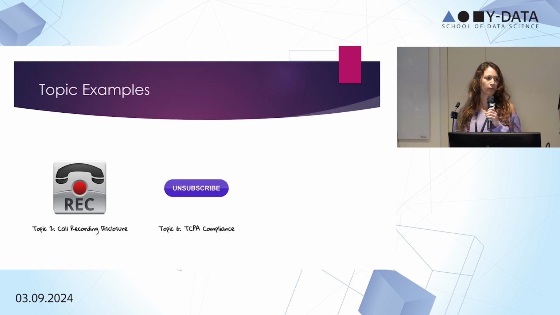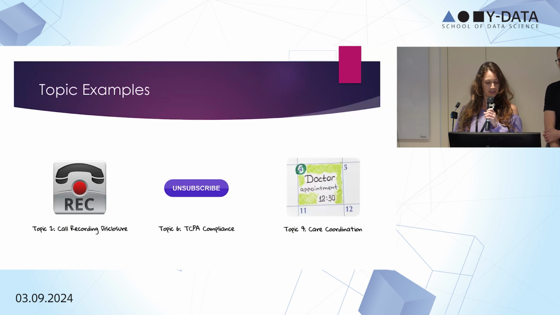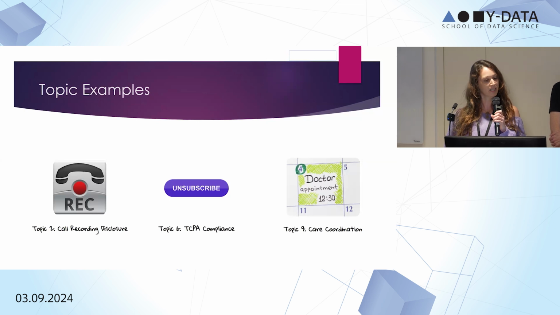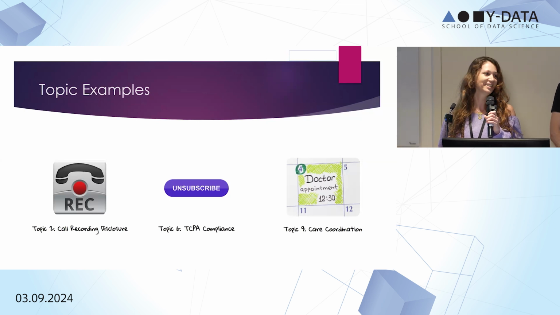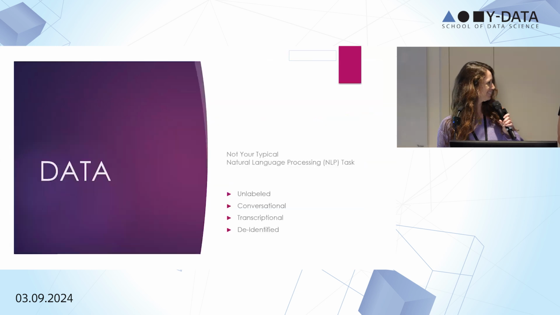And topic 6 was whether the member, the patient, asked to opt out from the service. And topic 9, care coordination, is a little more vague and harder to find. And as you can see, none of these topics are data that language models are usually trained on. So this was our challenge, and this is where the journey begins.